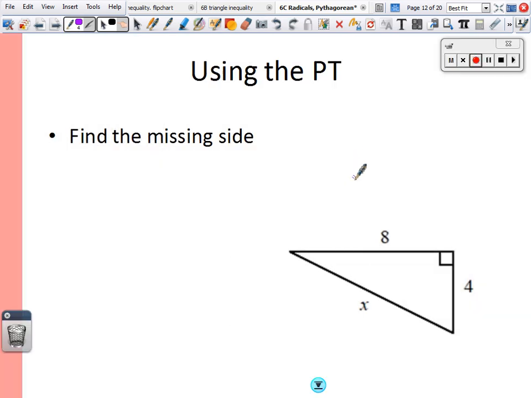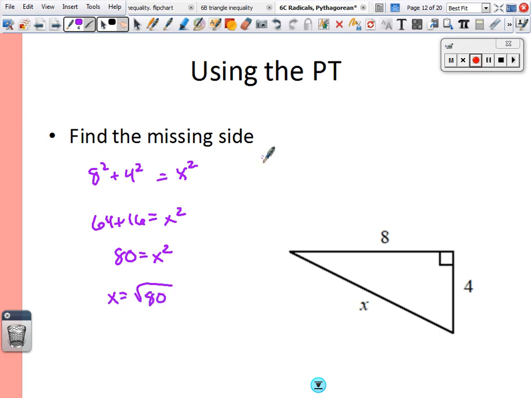Find the missing side. So using the Pythagorean theorem, let's find the missing side of this triangle. So this is 8 squared plus 4 squared equals, that's an x squared. So we have 64 plus 16 equals x squared, and that's 80 equals x squared. At this point, we're going to take the square root of both sides. So x equals the square root of 80.